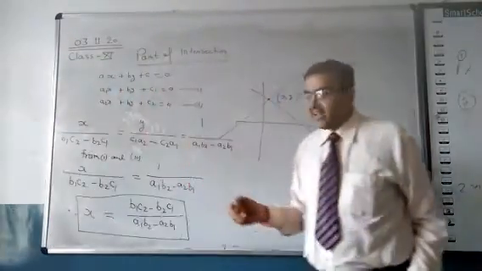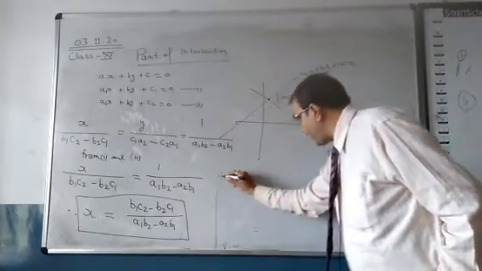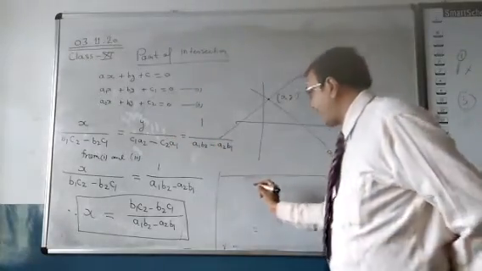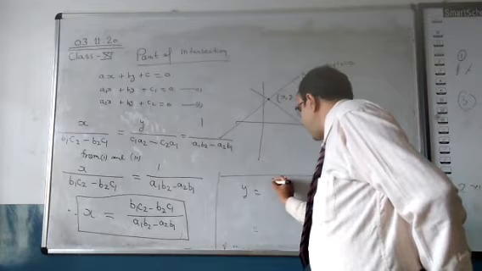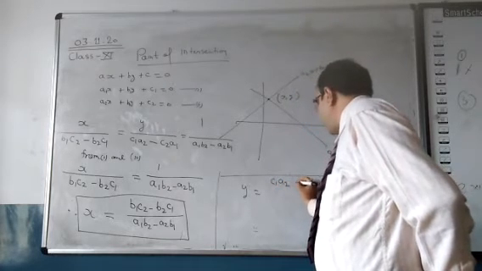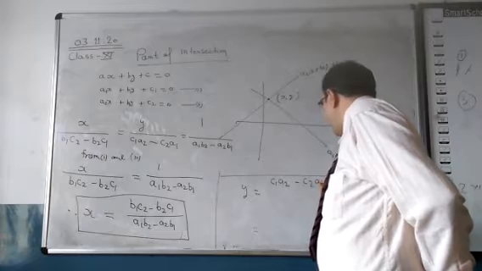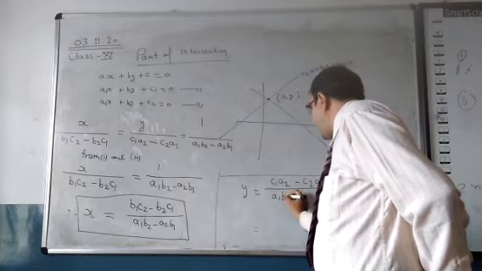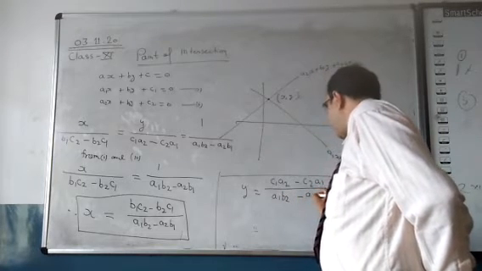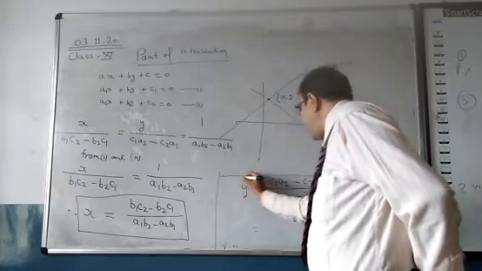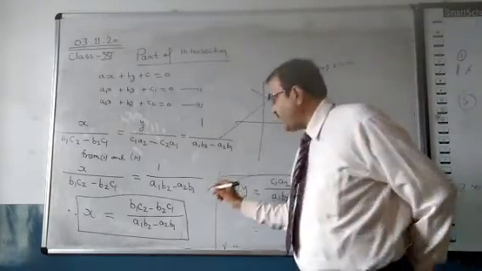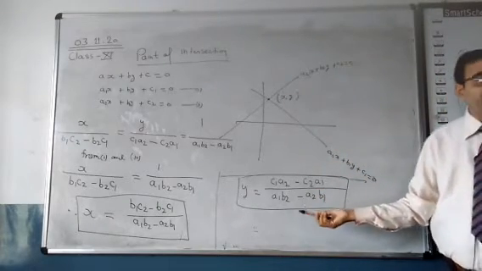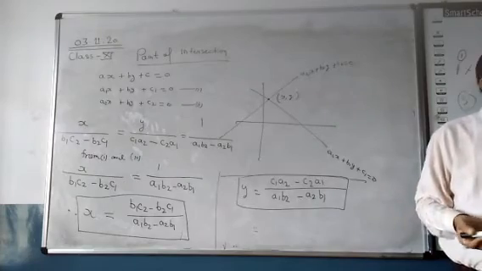We got the x coordinate of the point of intersection. Now for the y coordinate, with the help of the second and third ratio, y equals c1 a2 minus c2 a1 divided by a1 b2 minus a2 b1. This is the y coordinate. So this is the x and y coordinate, and this point is known as the point of intersection. Is it clear?